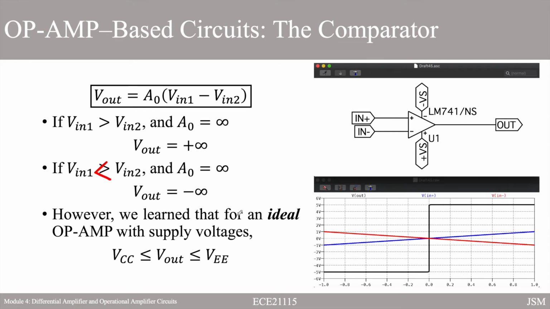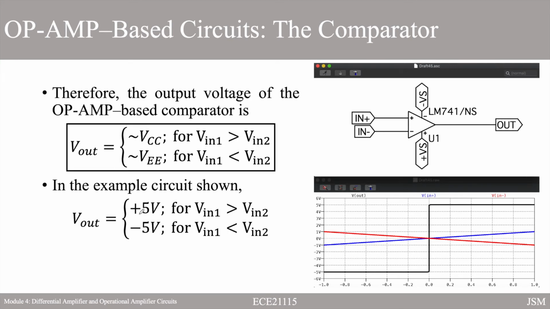Pero we have learned that for an ideal op-amp with supply voltages, limited lang tayo sa VCC and sa VEE niya. Ay, baliktad to. This should be VEE, and this is VCC. Okay. VEE is the negative supply voltage and VCC is the positive supply voltage. So, therefore, instead of having an output of positive infinity and negative infinity respectively, ang mangyayari is magkakaroon lang tayo sa highest possible output voltage which is VCC until the lowest possible output voltage na VEE.